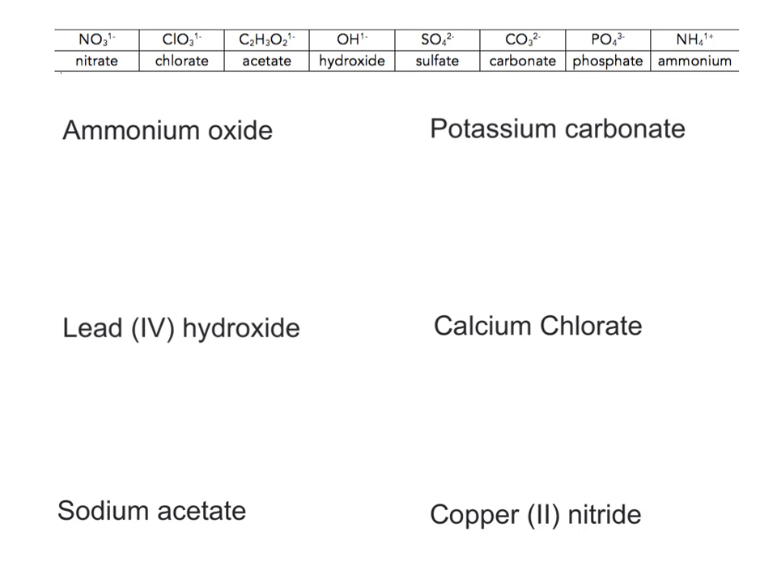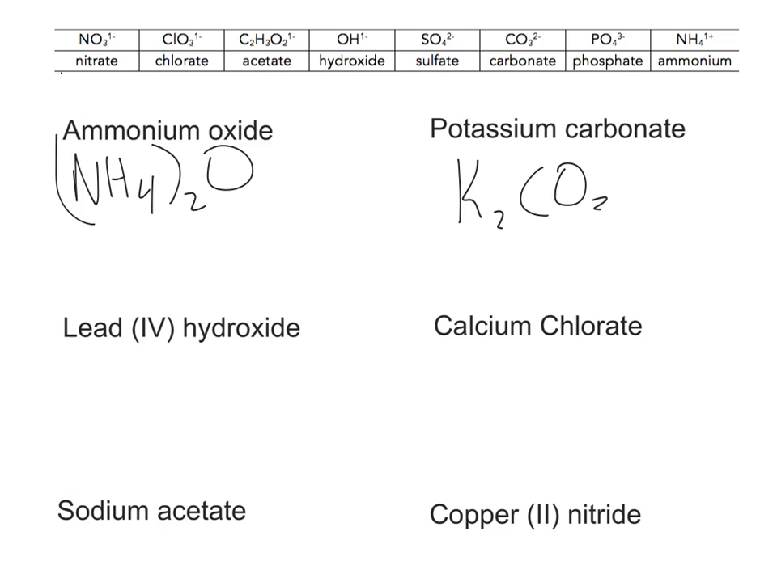Pause the video and use the chart at the top of the page to try to determine the formulas for each of these ionic compound names. Unpause the video when you're through and check your work. Ammonium oxide is the pairing of NH4+1 with the O2- ion, so the formula is (NH4)2O. Potassium carbonate is the K+1 ion paired with the carbonate ion, and we get K2CO3.